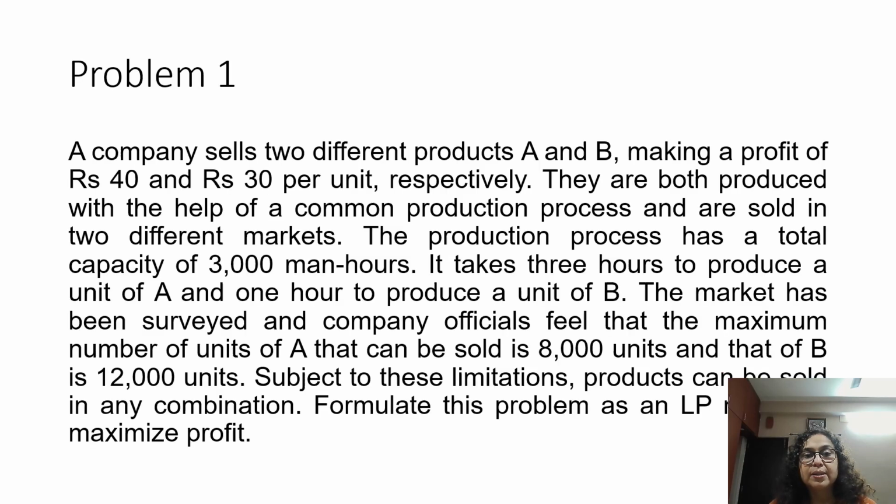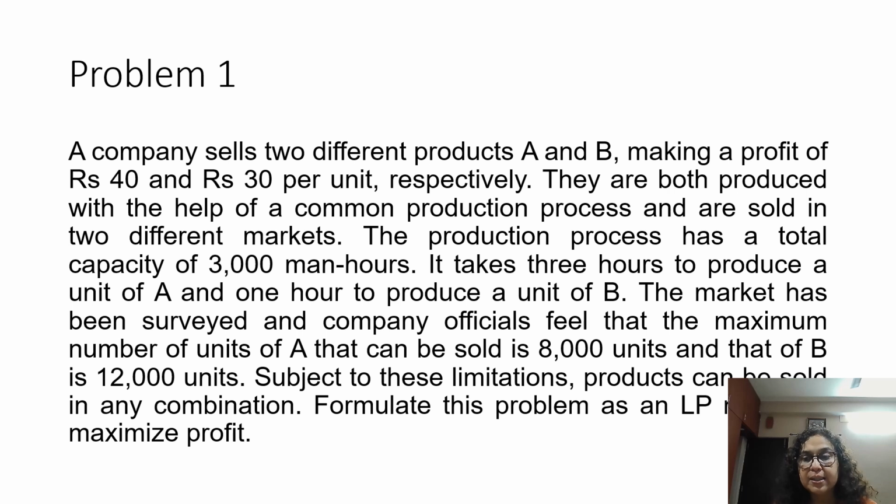So it's coming on the screen. This problem, let me read it out. There are two products, product A and product B, which are produced by a particular company. Product A gives a profit of rupees 40 per unit. Product B gives a profit of 30 per unit. And they are produced together, in the same production process in the same factory.